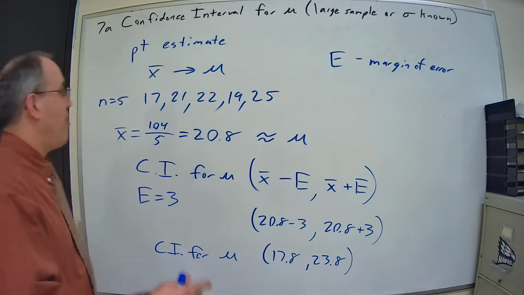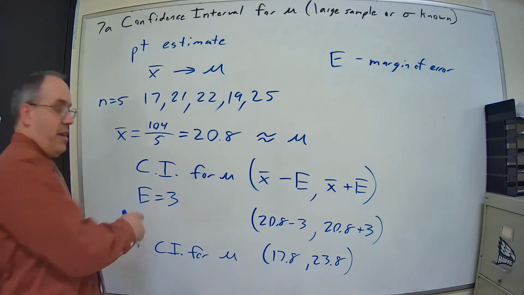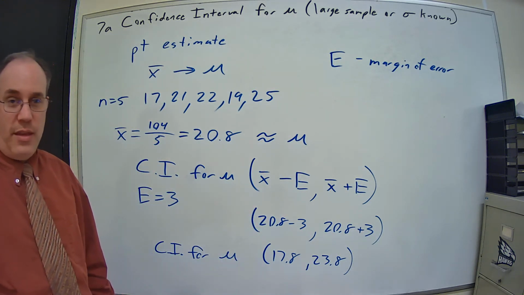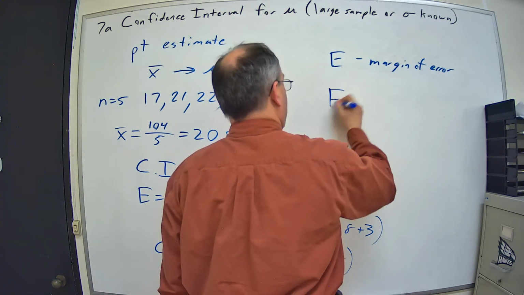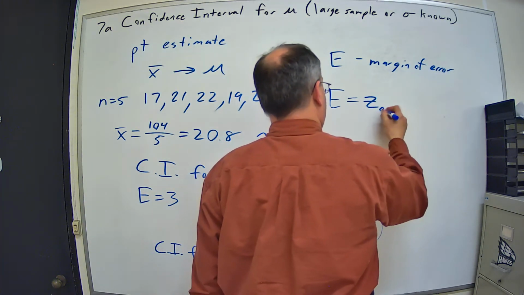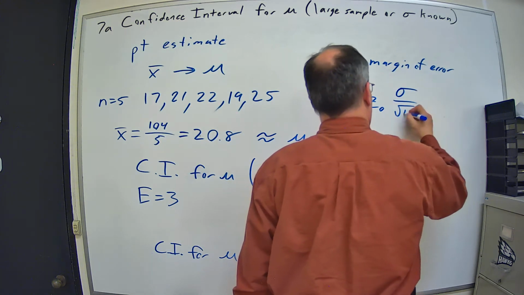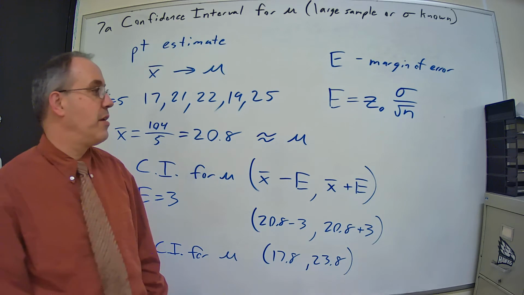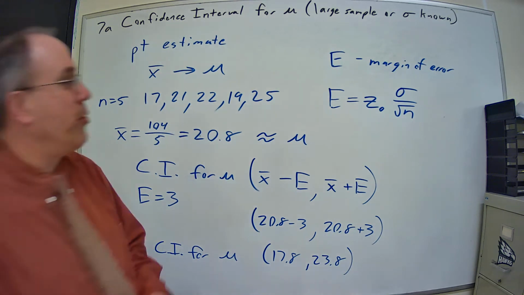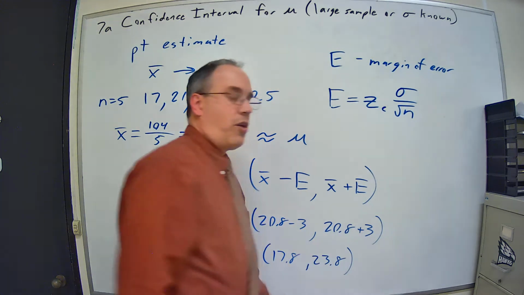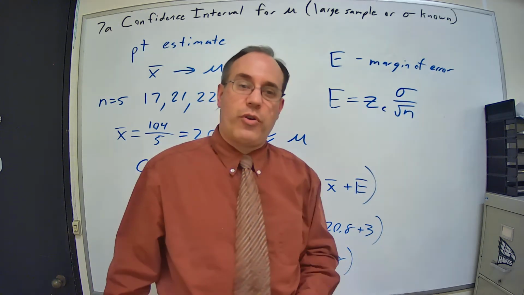Now, unfortunately, it's not that quick and easy. We have to do a little more than just having some E. We have to find E. And E comes from a relatively simple equation. E is equal to Z sub C times sigma over the square root of n. Z sub C we're going to call the critical value.